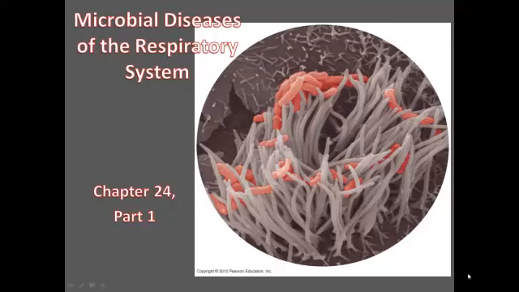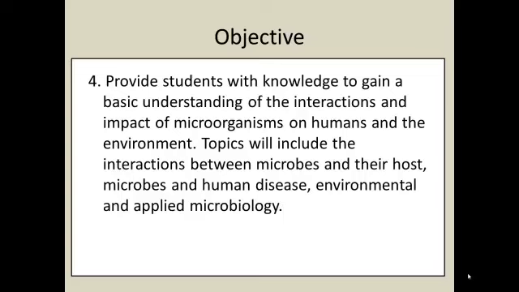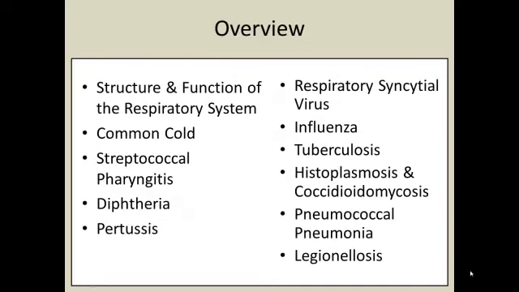Welcome to Chapter 24, Part 1, Microbial Diseases of the Respiratory System. This chapter fulfills objective number 4. Now in this chapter, the book breaks it down into bacterial, virus, and fungal causes of diseases of the upper respiratory system. Then they do the same thing in the lower respiratory tract.